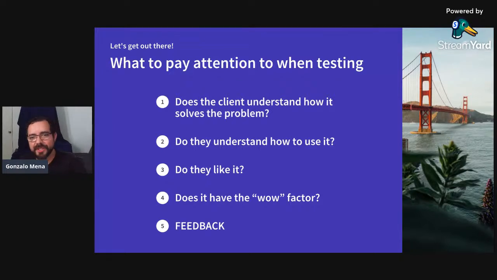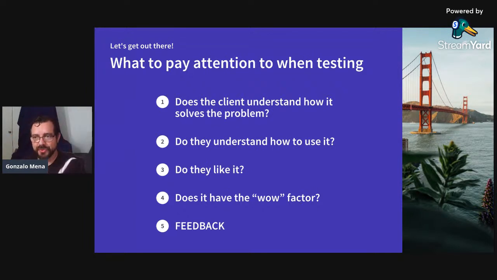First, does the client understand how my product or service solves the problem that I'm trying to solve? So if I show a prototype of the delivery drone, do people understand what it is for? How does it work? Number two, do they understand how to use it? Do they get how to use the solution I'm offering them?